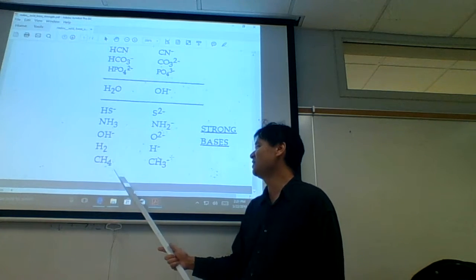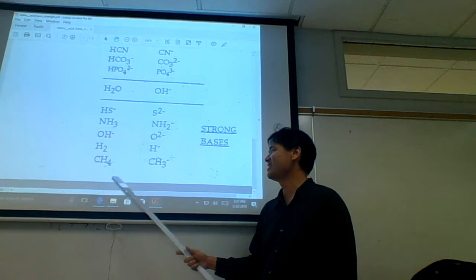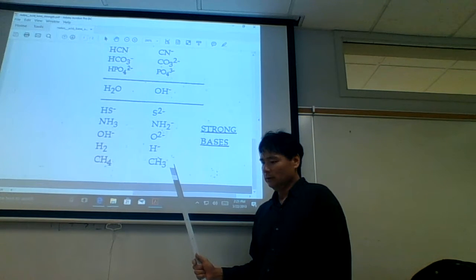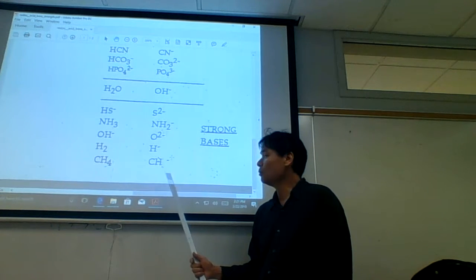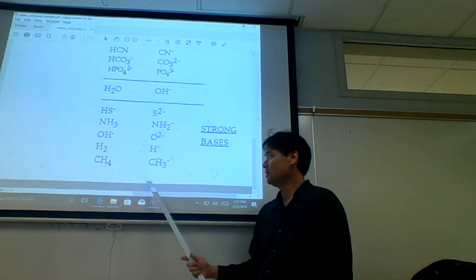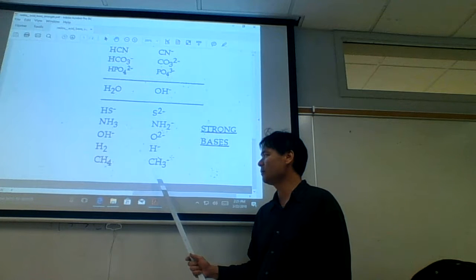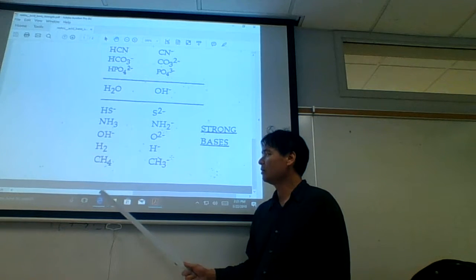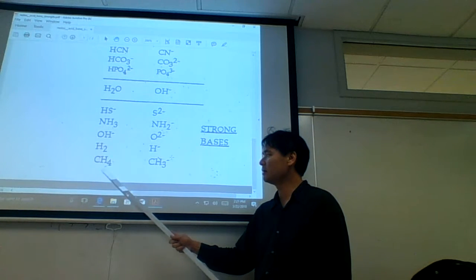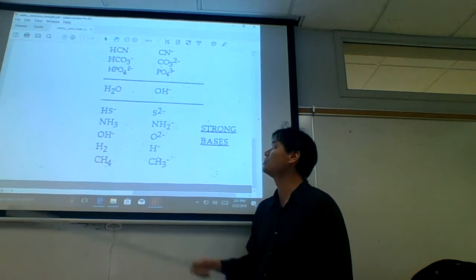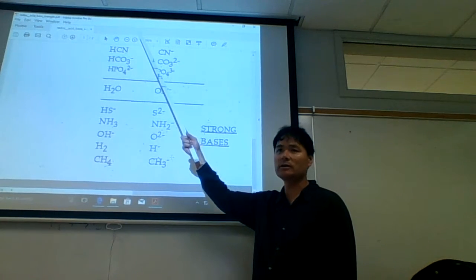Well, if they're too weak to really be considered acidic, why are they even on here? Well, they're on here because sometimes people work with more exotic species. In order to form methide, you need an extremely powerful base. And there are superacids and superbases that go down here. Superbases, and then there's superacids that go up there, which we aren't going to talk about.